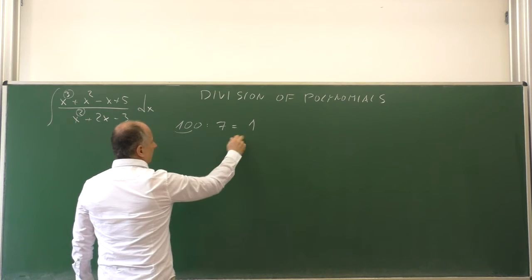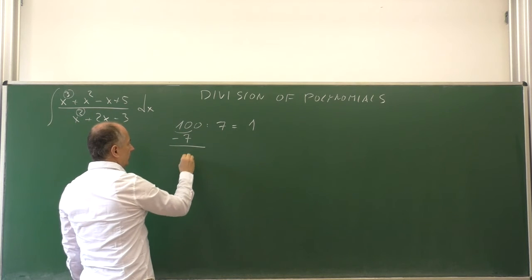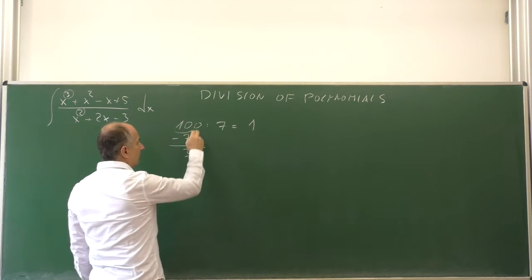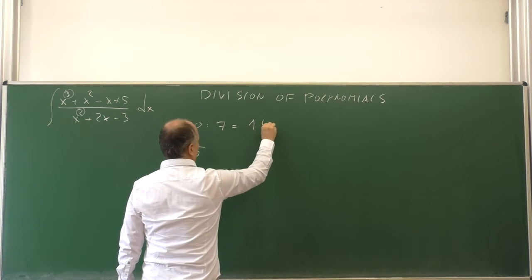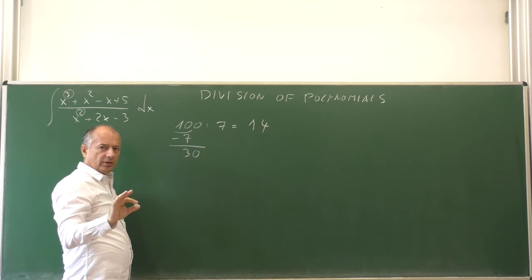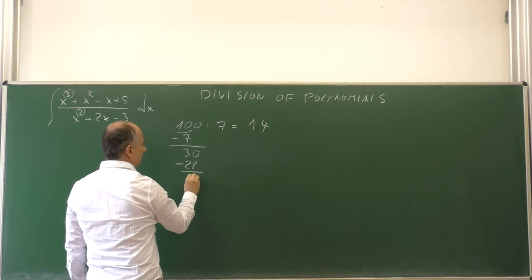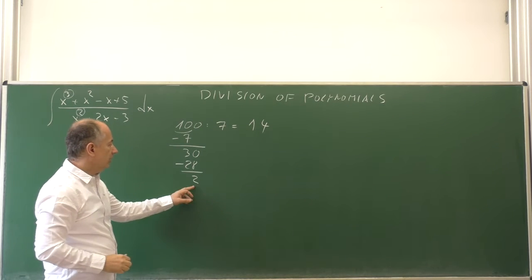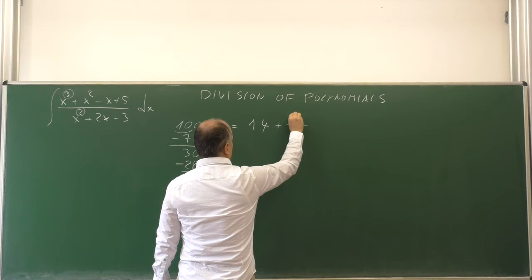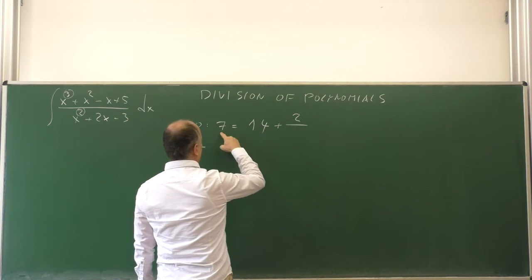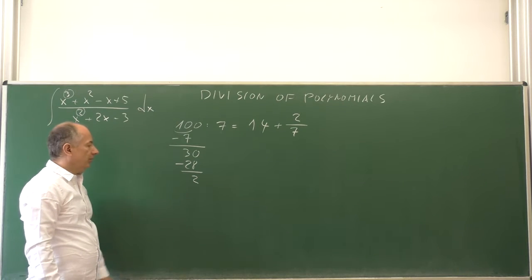So if we multiply 1 times 7 and we subtract from 10, we get 3. We copy this digit and we divide once again. 30 divided by 7 is 4, approximately, not exactly. 4 times 7 is 28. We change the sign, we add, and the remainder is 2. So we can write it as 14 plus the remainder 2 divided by 7. And we can do the same with polynomials.